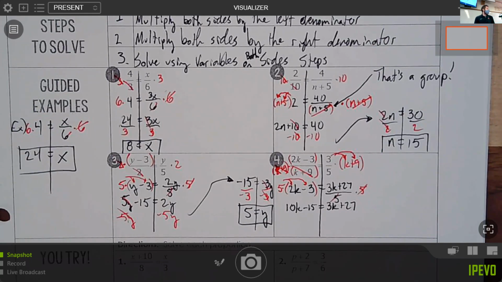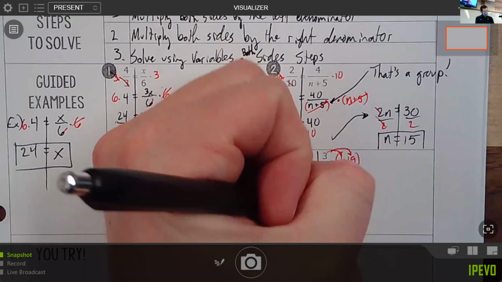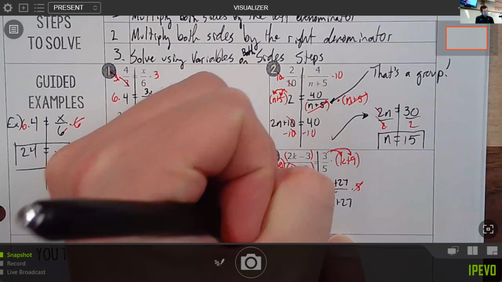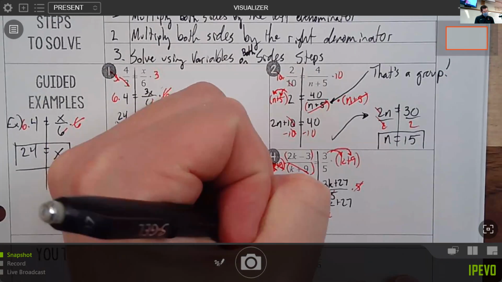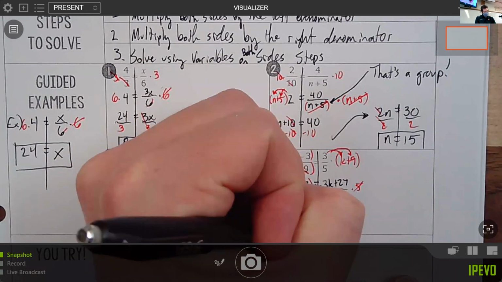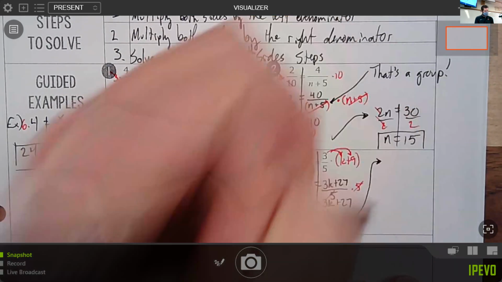All right. So we multiply both sides by the left denominator, multiply both sides by the right denominator. We've distributed. There were no like terms to combine, so we didn't have to worry about that. Now we have to move everything with a variable to one side. So this time we can just subtract 3k from both sides to move everything with a variable. So minus 3k, minus 3k. And so that'll be 7k minus 15 equals 27. I'm going to go ahead and move that up here.